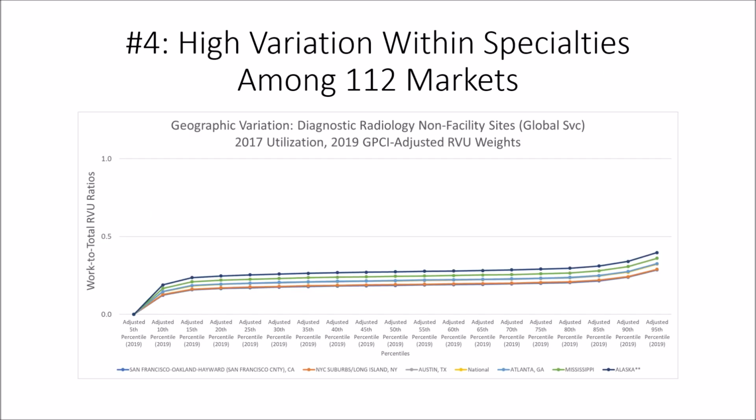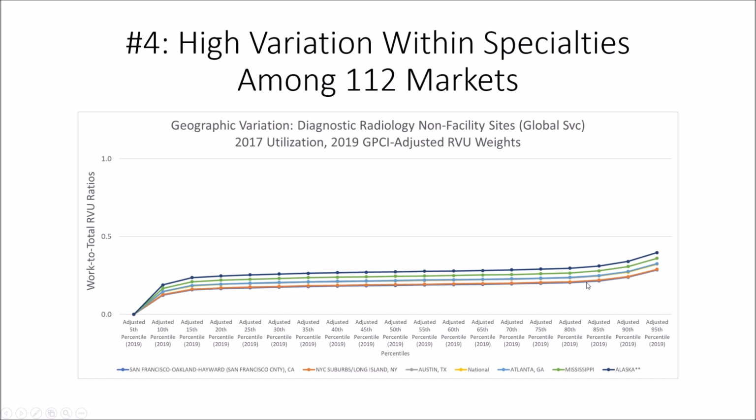Here is utilization data for global services performed by diagnostic radiologists in non-facility settings that has been adjusted for the 6 market geographic practice cost indices identified in the previous chart. You can see the effect on work to total RVU ratios. Both Alaska and New York City suburbs receive overall reimbursement that is much higher than the national base rates. However, Alaska in dark blue has much higher work to total RVU ratios because the cost of living index is higher relative to the other cost components.